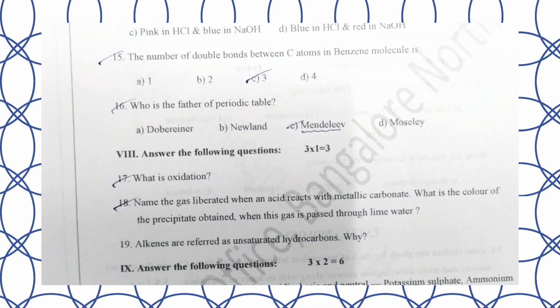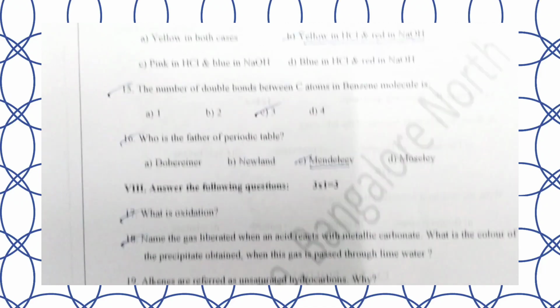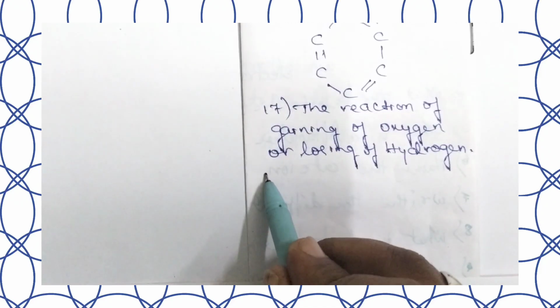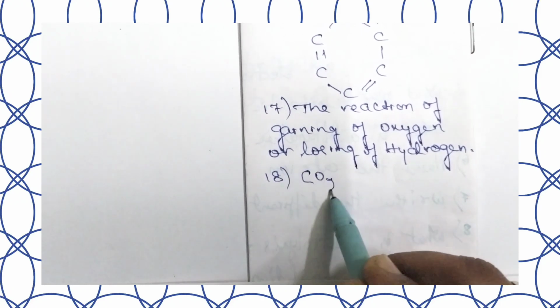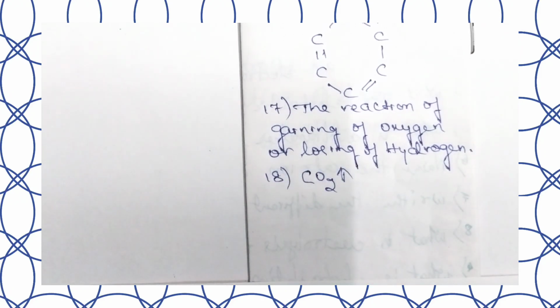Next, coming to 18th question, name the gas liberated when acid reacts with metallic carbonate. What is the color of the precipitate obtained when the gas is passed through lime water? So let us see. So name the gas liberated when acid reacts with metallic carbonate. When acid reacts with metallic carbonate, so for 18th one, the gas released is carbon dioxide.